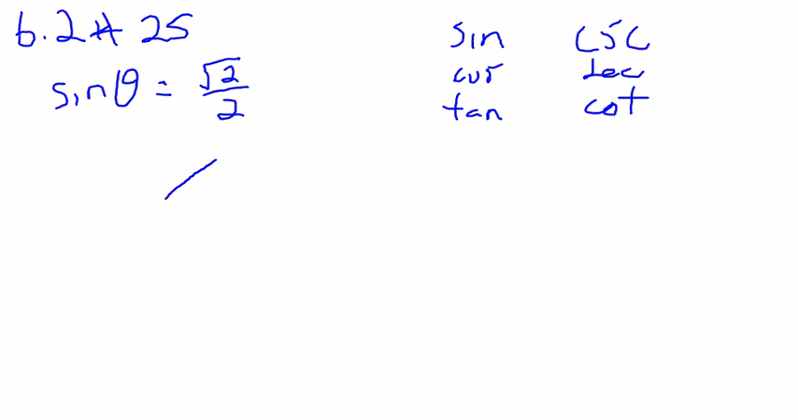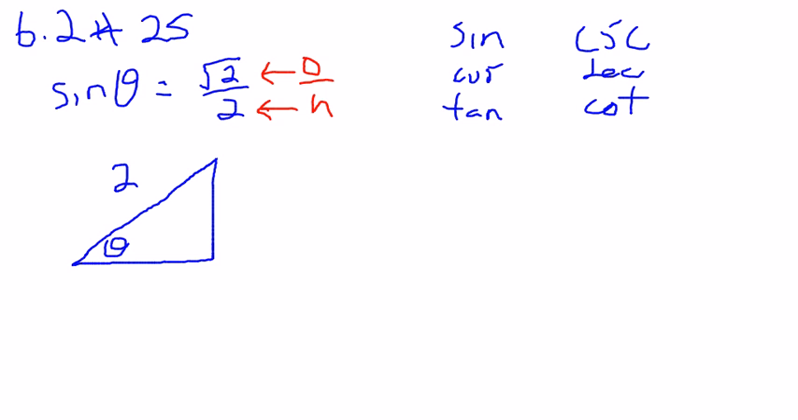I suggest drawing a triangle, like so. Label your theta. For sine, it's O over H. So I'm going to label O as root 2 and the hypotenuse as 2. So I've got 2 and then root 2.